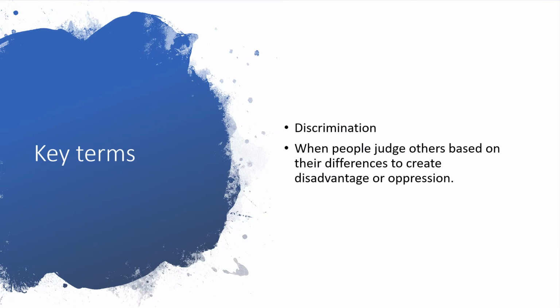A key term we need to understand is discrimination. Discrimination is when people judge others based on their differences to create disadvantages or oppression.